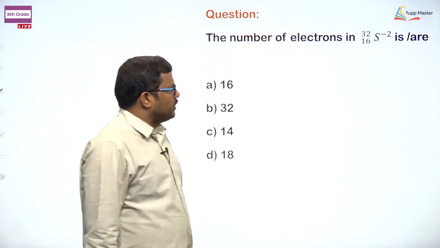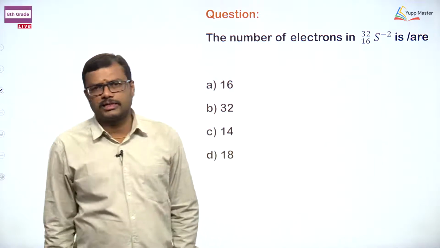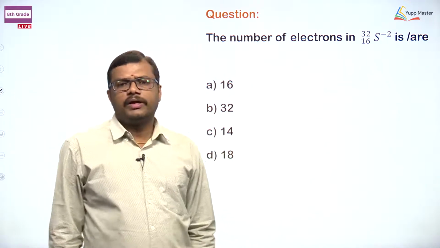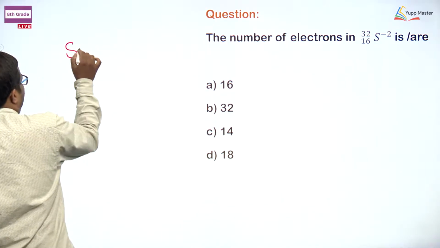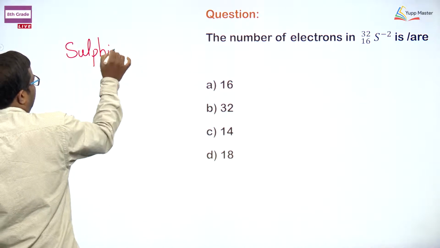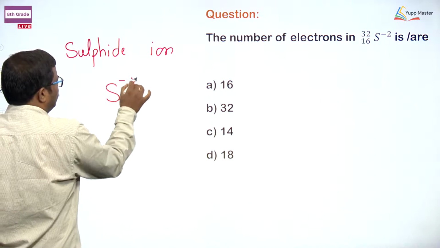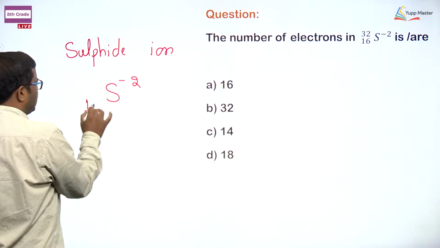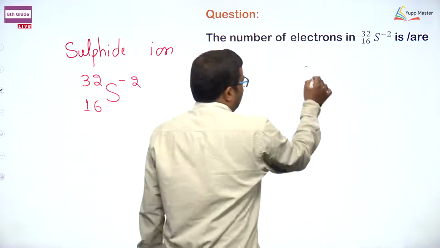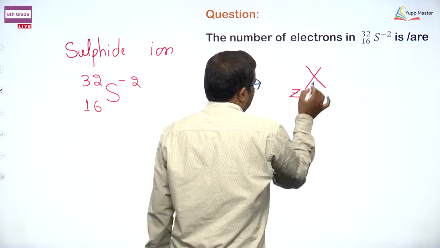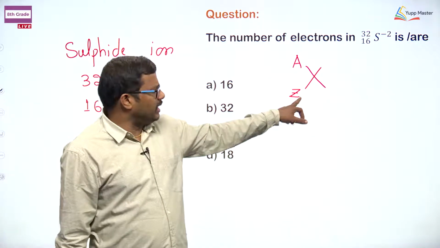Number of electrons in, they have given the symbol, that is the sulfide ion, sulfur with 2 negative charges, we call it the sulfide ion. So, we have to identify the number of electrons present, right. We can write the sulfide ion as S minus 2. Downside they have written 16 and upside they have written 32. Whenever we write an element, generally we write the atomic number and atomic mass this way. So, here it is indicating the atomic number.